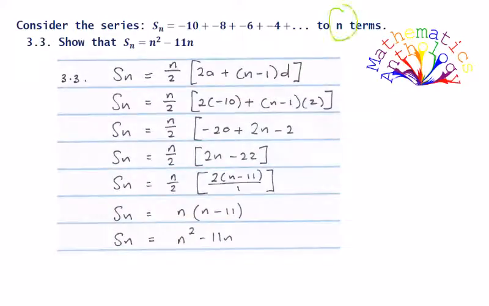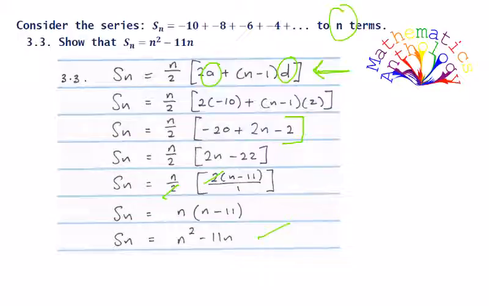The next one, consider the series Sn equals -10 plus -8 plus -6 plus -4 plus and so on to n terms. Show that Sn is equal to n squared minus 11n. Here they want you to work out with the sum formula for the arithmetic series. This formula you'll find from the data sheet as well. Sn is equal to n over 2 into 2a plus n minus 1 times d.